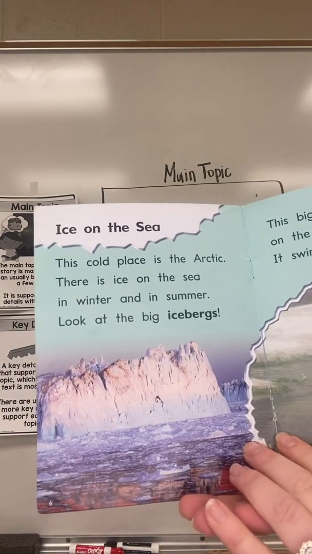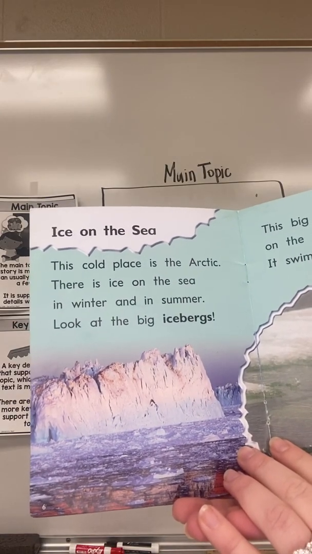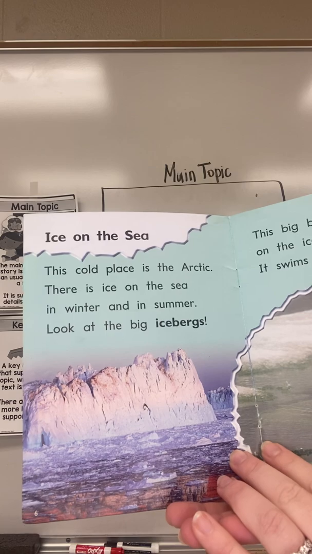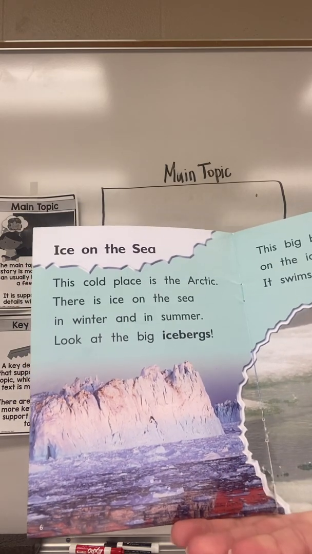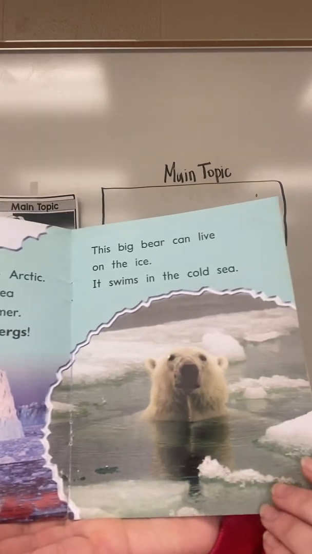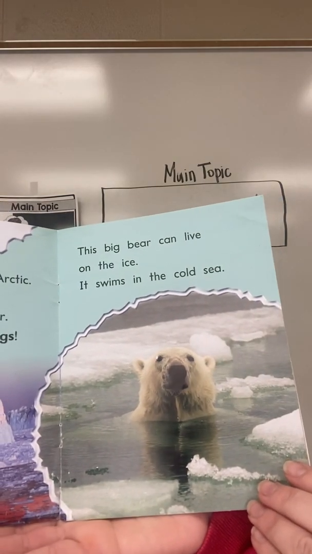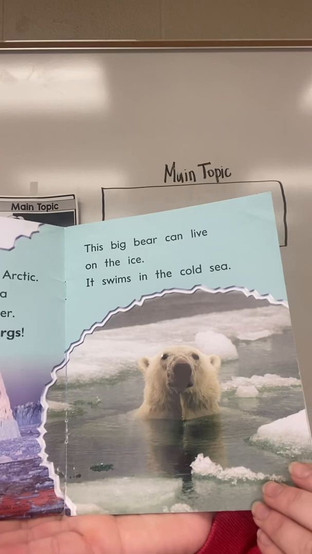Ice on the sea. This cold place is the Arctic. There is ice on the sea in winter and in summer. Look at the big icebergs. This big bear can live on the ice. It swims in the cold sea.